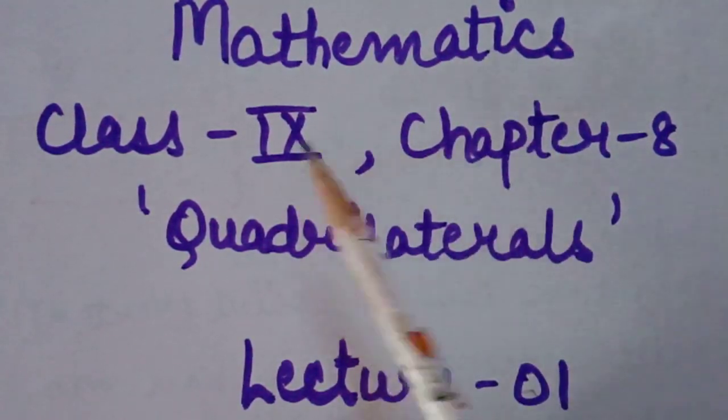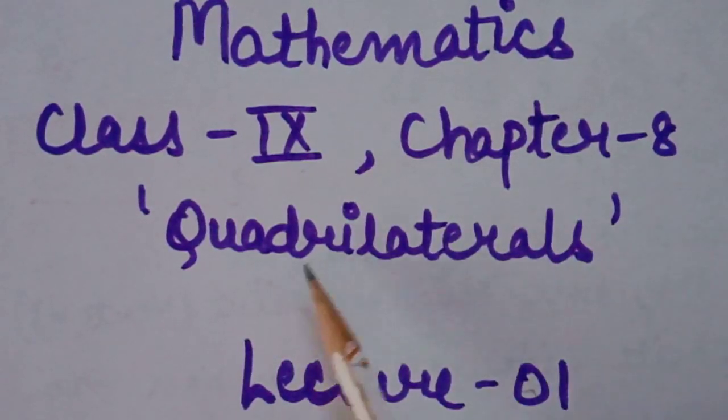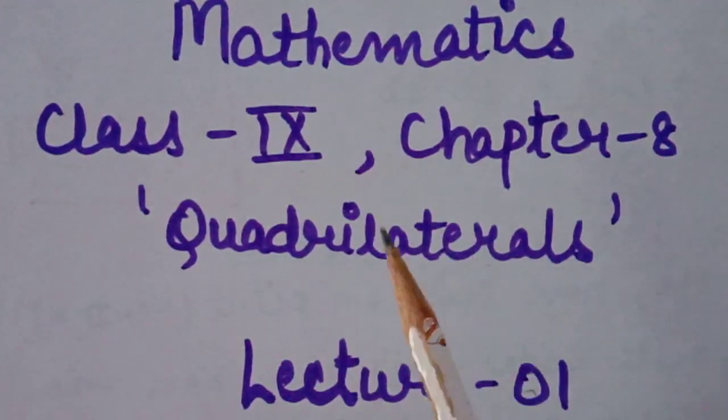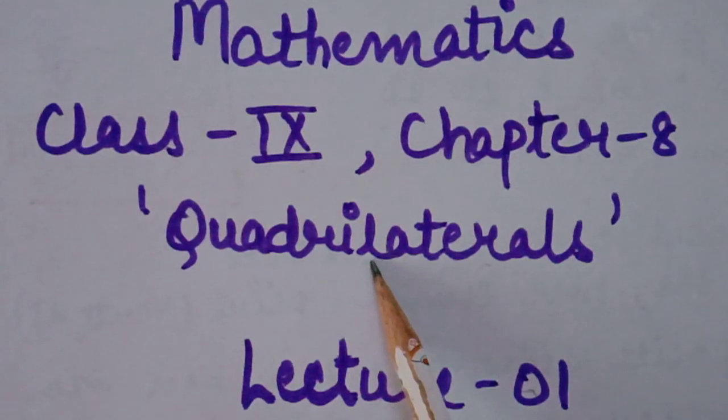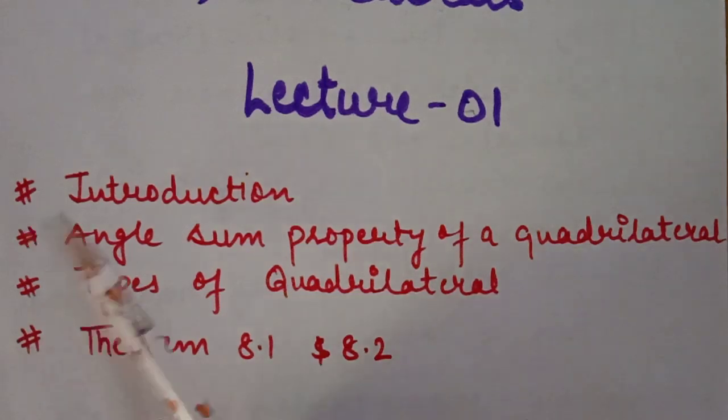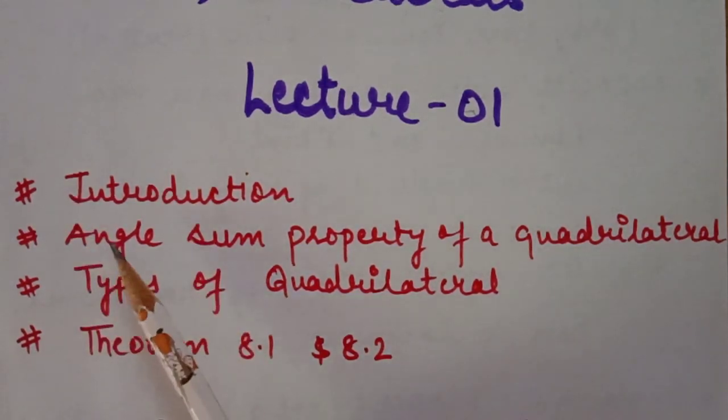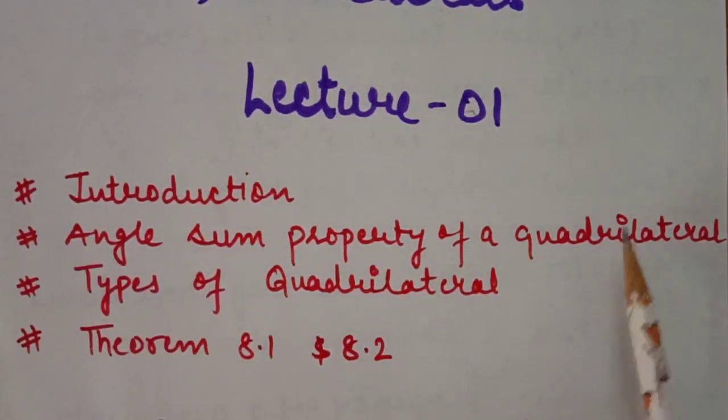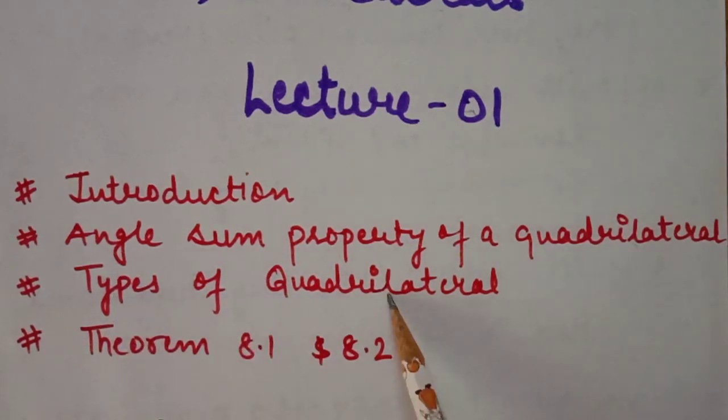This class is for 9th, chapter 8, chapter name quadrilateral. Students, today we are going to start your new chapter, quadrilateral. This is our lecture 1. In this lecture today we will discuss: first, introduction; second, angle sum property of a quadrilateral; third, types of quadrilaterals; and fourth, theorem 8.1 and 8.2. So we will discuss all these things in today's lecture.